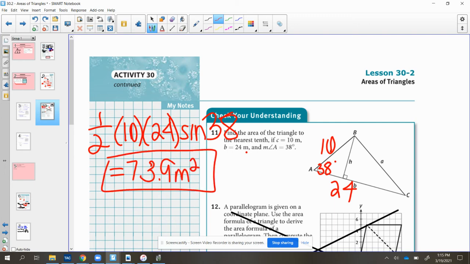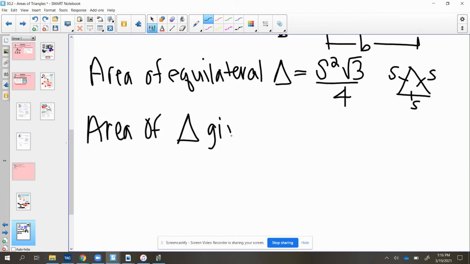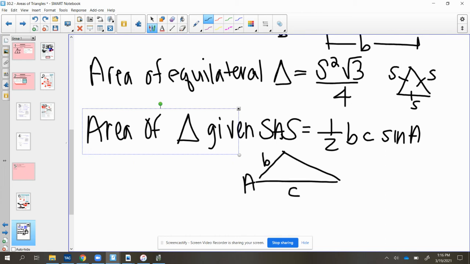Okay, so you'll definitely want to add this last one to our list, that the area of a triangle given side, angle, side is going to be 1/2 B times C times the sine of your angle, right? So if we have a picture here, it would look like this. Here's side B, here's side C, here's our angle.